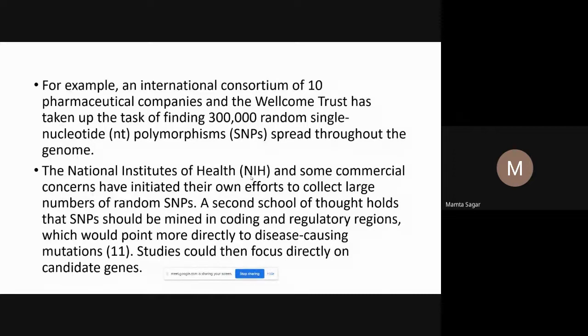So this has the great impact. And this is responsible for the manifestation of genetic disorders, which would point more directly to disease causing mutation. Studies could then focus directly on candidate genes. So we are always interested to know what are the disease causing mutations. Studies could then focus directly on the candidate gene. So if we are able to identify that gene, we can work on that, on how we can minimize the effect of those mutations.